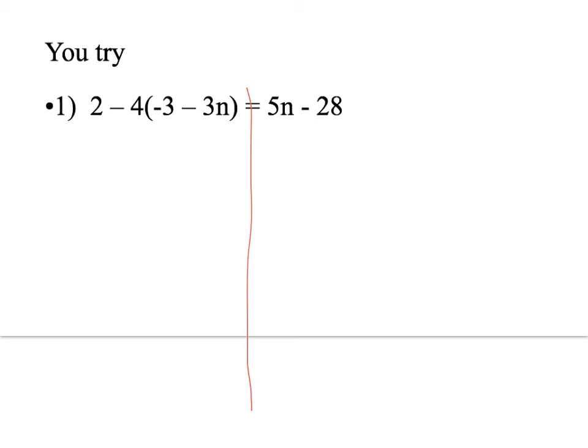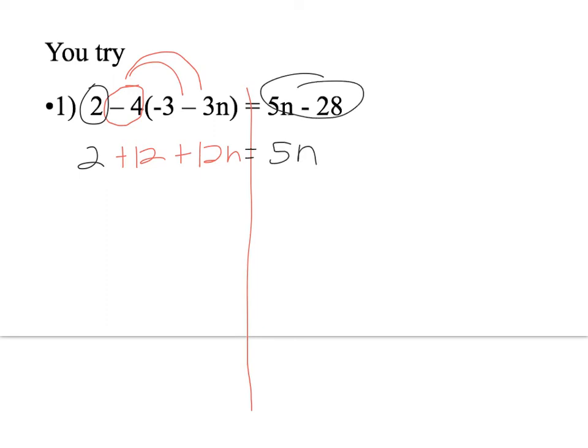Then you're going to distribute. Okay, you are going to distribute a negative 4. You always distribute before you combine. So negative 4 times negative 3, two negatives will make a positive 12. And then negative 4 times negative 3n, again, is a positive 12n. Everything else in the problem drops down. This 2, the equals, and this entire side, 5n minus 28.